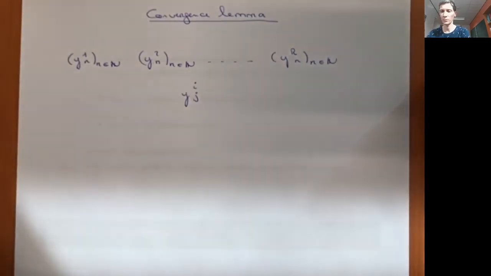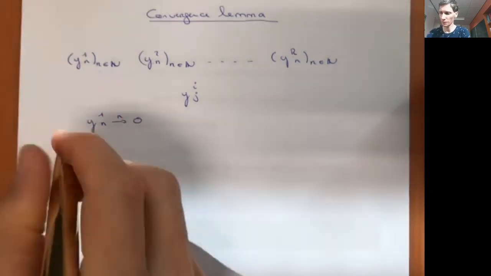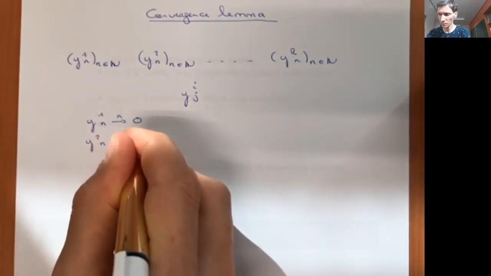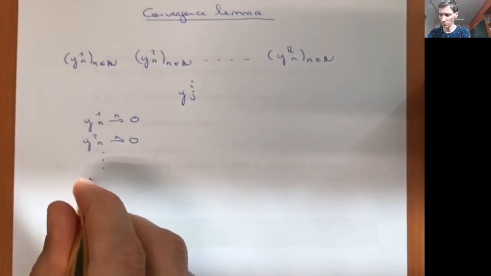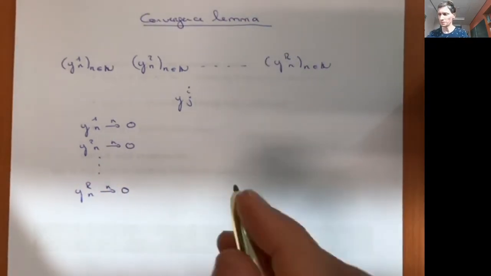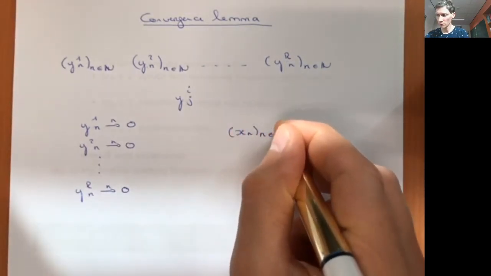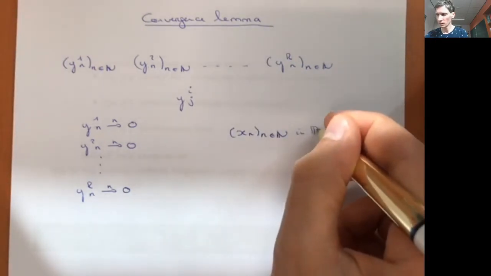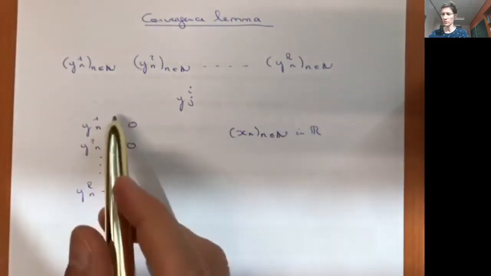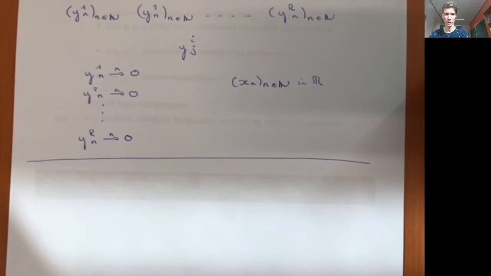You have a number of sequences, and you assume that all of these sequences converge to 0. So y1n converges to 0, y2n converges to 0, and so on. Also the last one converges to 0. All these sequences converge to 0. So these are the ingredients, and then we have a sequence, let's call it xn. That's also a sequence in R. So all these are sequences in R. All the y sequences converge to 0, and then you have a sequence xn. These are the ingredients of the convergence lemma, and now we can state the lemma.